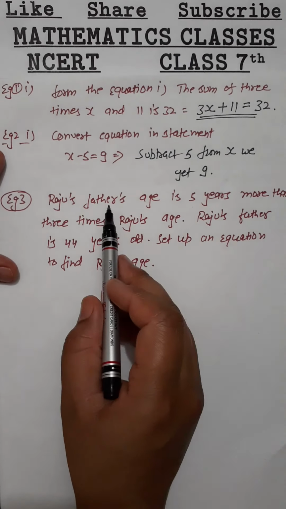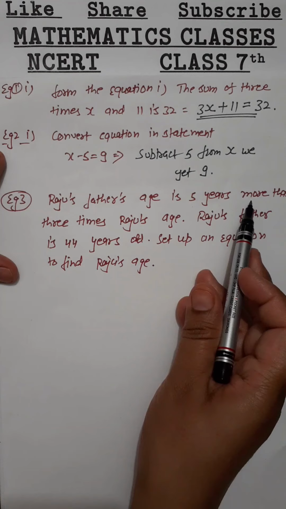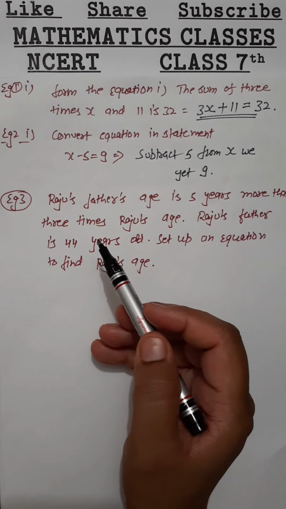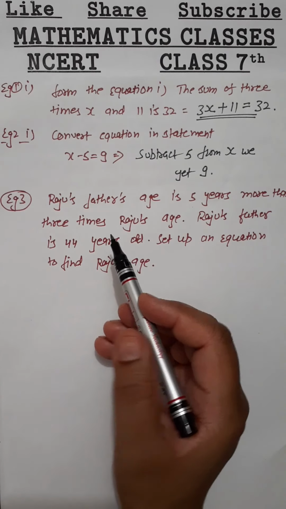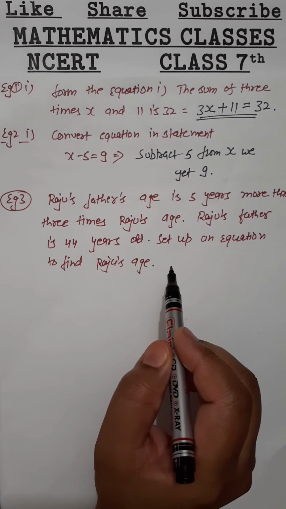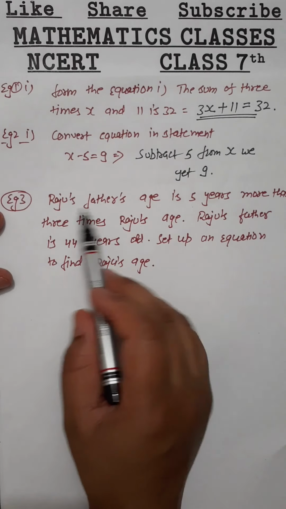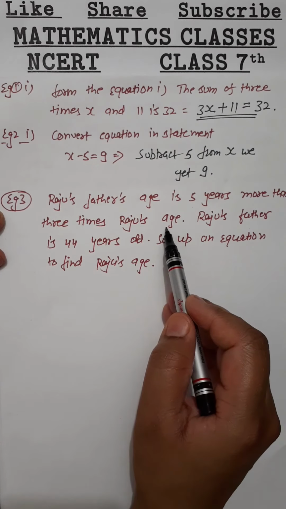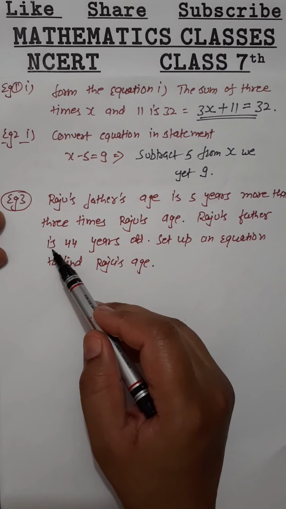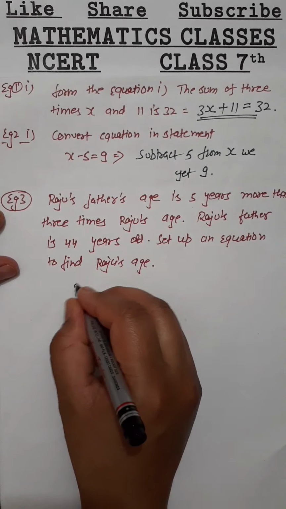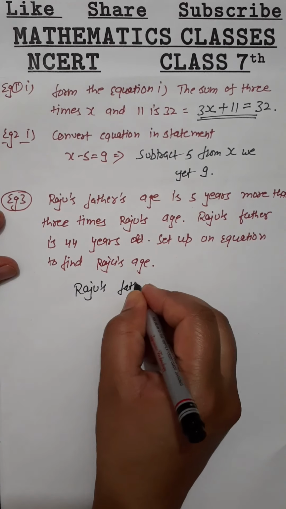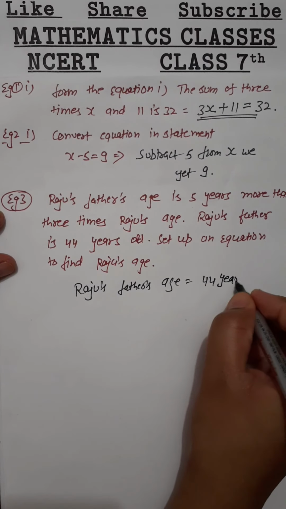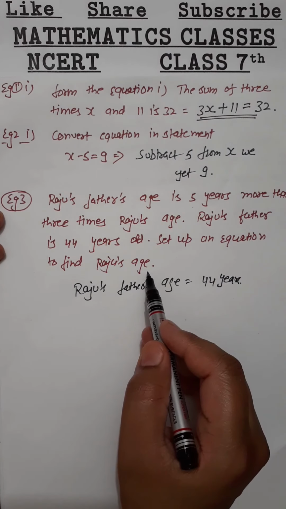Example 3. Raju's father's age is 5 years more than 3 times Raju's age. Read the statement carefully and you should know the meaning of every word to write the situation. Raju's father's age is 5 years more than 3 times Raju's age. Raju's father's age is 44 years. Write down: Raju's father's age equals 44 years. Set up an equation to find Raju's age.